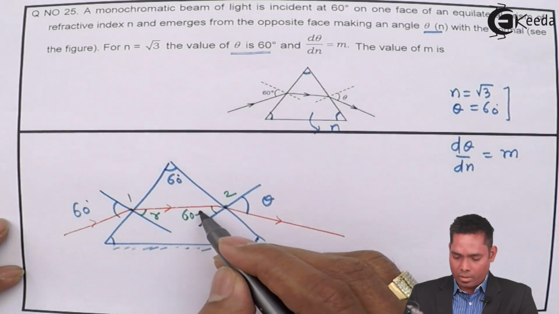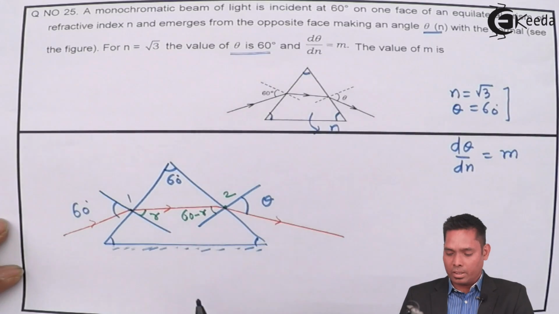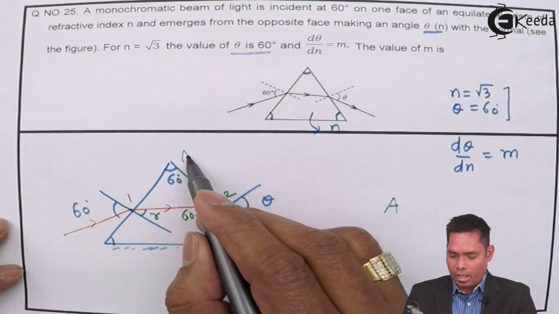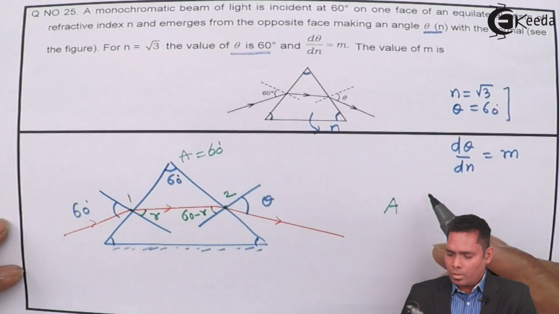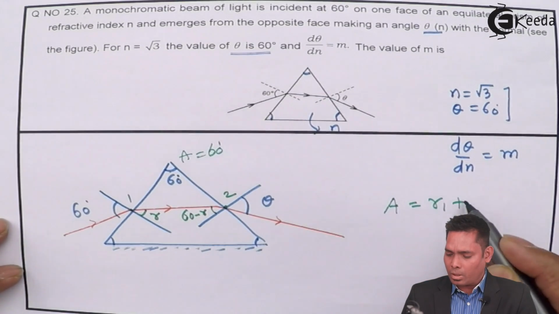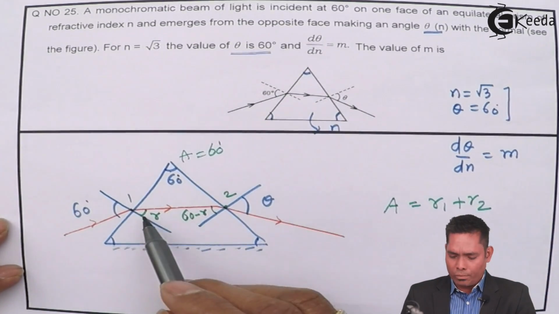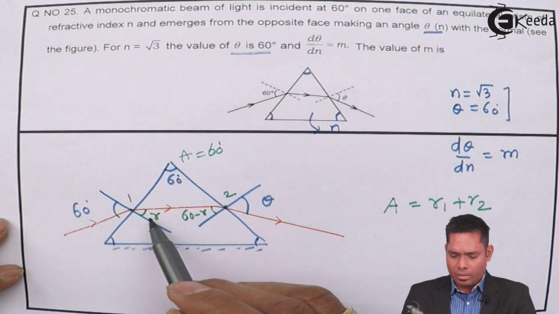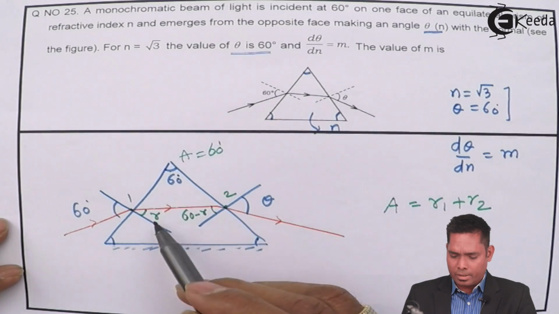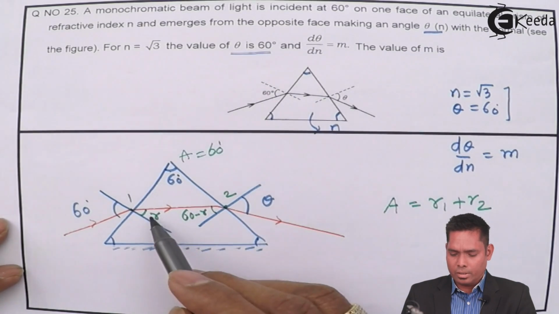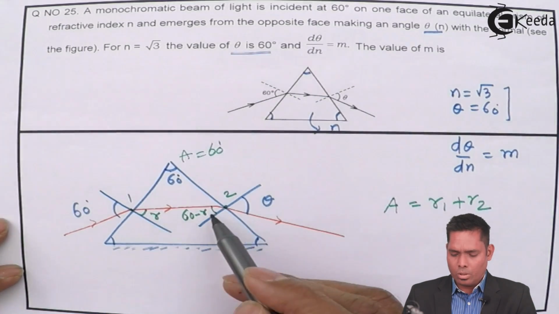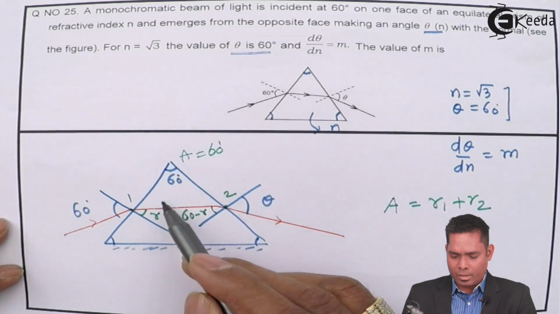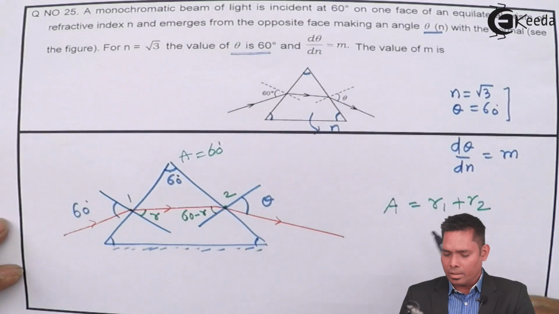That you must understand, because we know that for a prism, the angle of the prism A, which here is 60, is r1 plus r2. So if this angle is r, which is r1, then this angle will be 60 minus r. This angle is r1, this angle is r2. The sum of those two angles is 60. So if one is r, then the other will be 60 minus r. That is the situation.